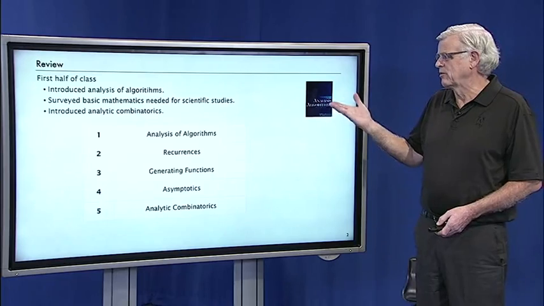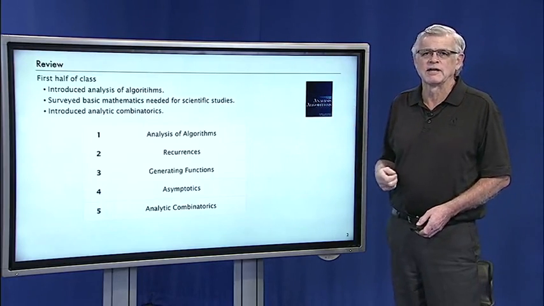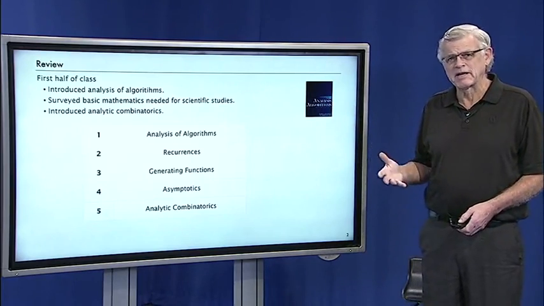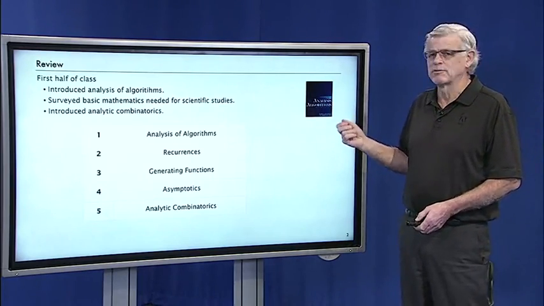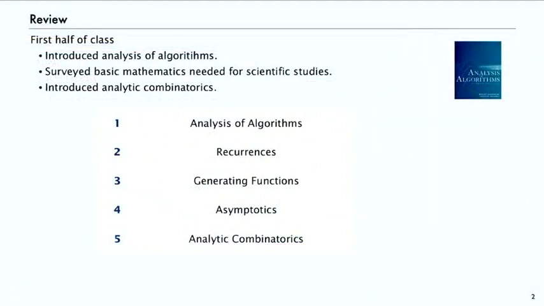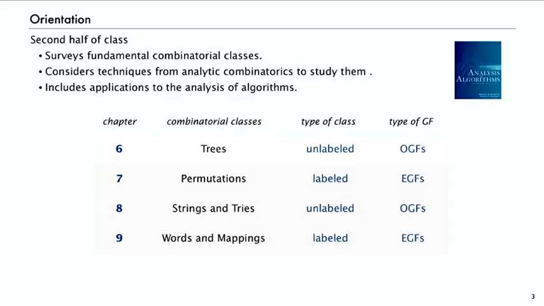But then we spent the rest of the time surveying the basic methods that we need in terms of mathematics in order to do scientific studies about the performance of algorithms. And then we finished off last time by introducing analytic combinatorics. So this is all about mathematics and about techniques. Now we're going to switch to the second half of the class. We're going to switch to applications.